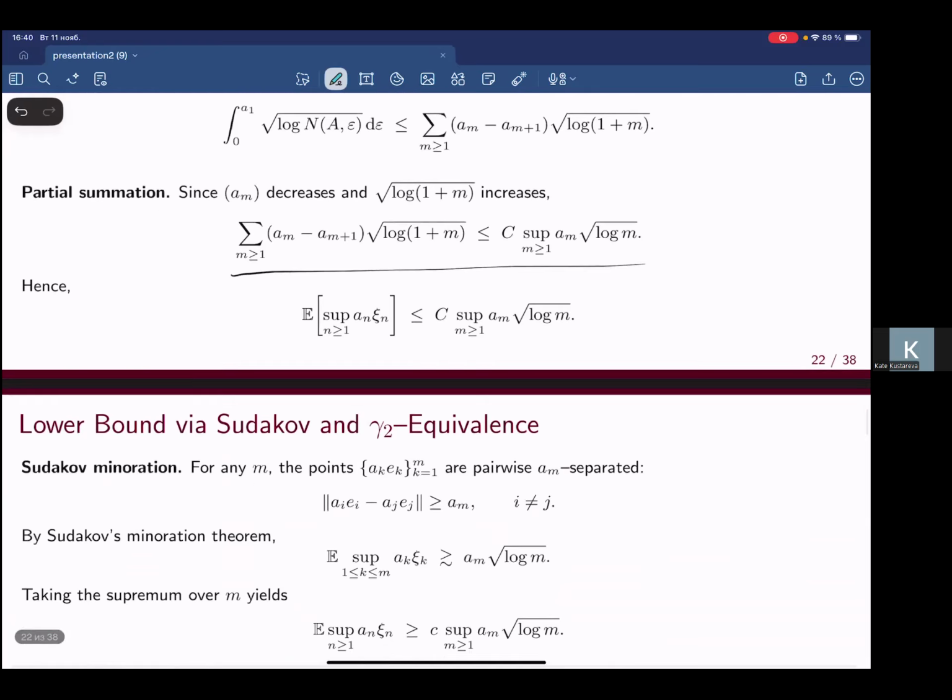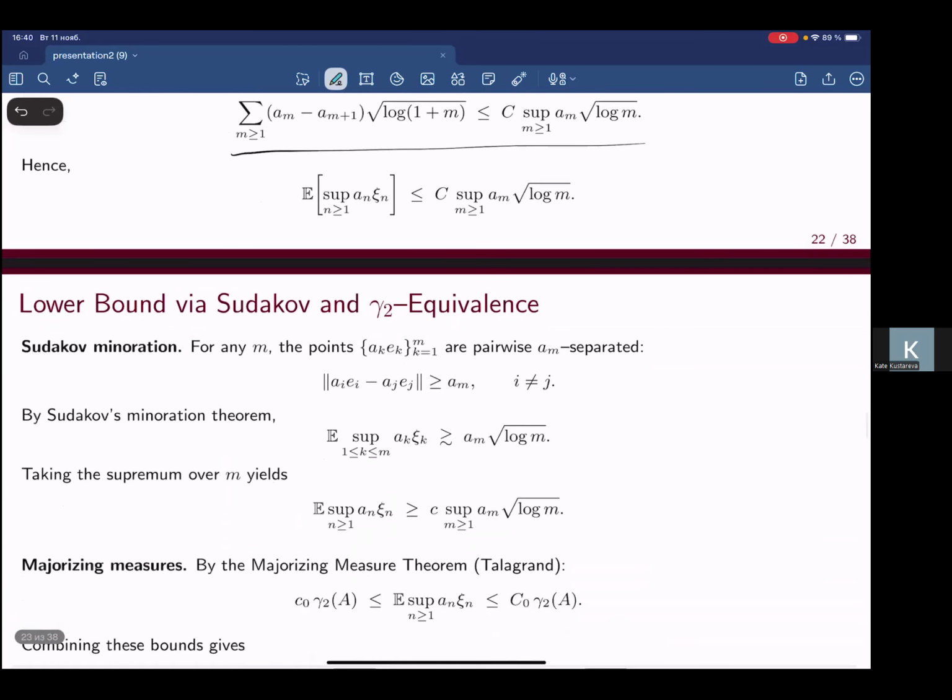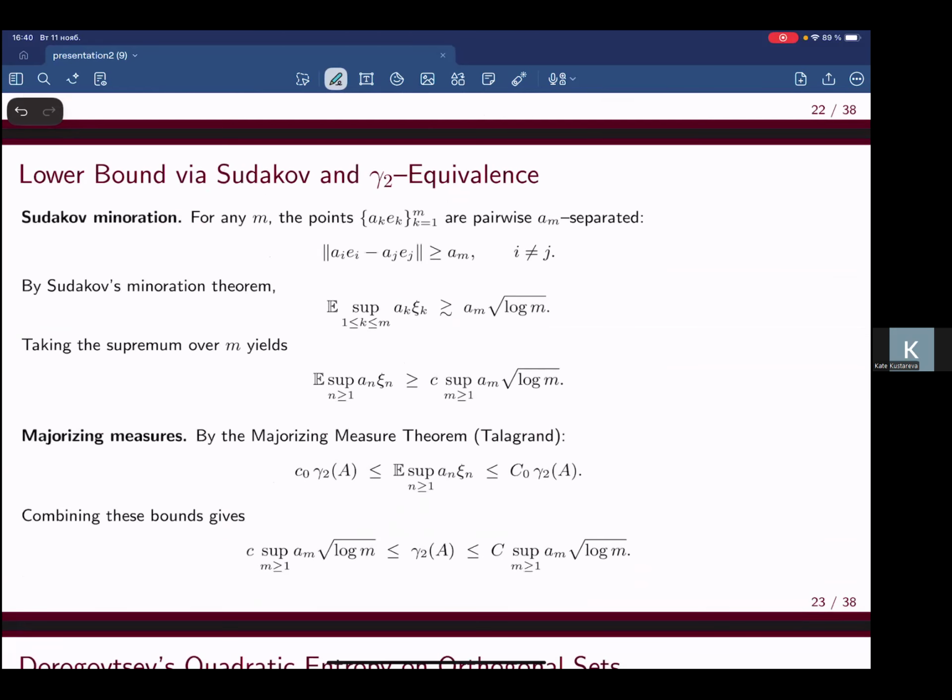Now we establish the lower bound, and here we can use Sudakov minoration theorem and show how it perfectly aligns with the gamma 2 functional. So we start with a simple geometric observation: for any integer m, the first m points are pairwise a_m separated. And this means that no two of these points lie too close. They're all well separated by at least a_m.